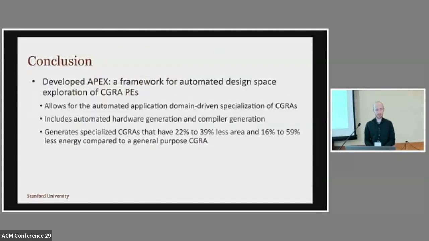So in conclusion, in this project, we developed APEX, which is a framework for automated design space exploration of CGRA PEs. It allows for the automated application domain-driven specialization of CGRAs. It includes automated hardware generation and compiler generation, and generates specialized CGRAs that have up to 39% less area and up to 59% less energy compared to a general purpose CGRA.